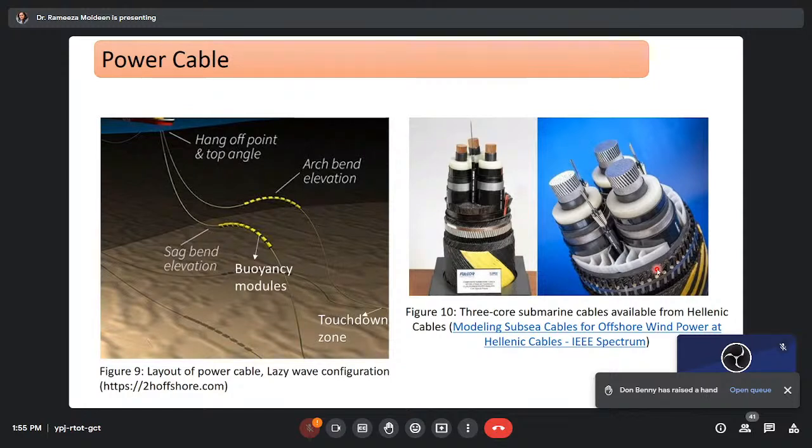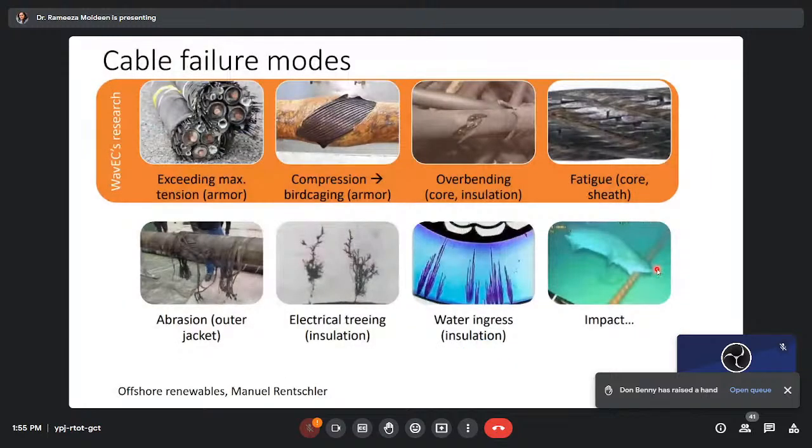So it has all the protection covers. That is, it is armored, and it has a polyethylene cover. So it is a combination of different materials: aluminum, copper, steel, polyethylene, all this. So modeling and finding the properties of this cable is difficult, and the forces acting on the cable are something important in the design of offshore wind energy platforms. So these are some cable failure modes. As we know, it is not a homogeneous material.